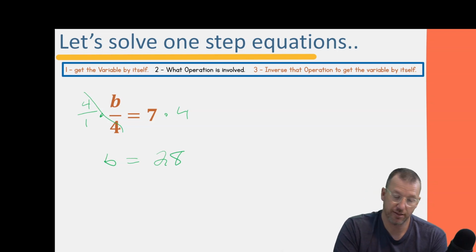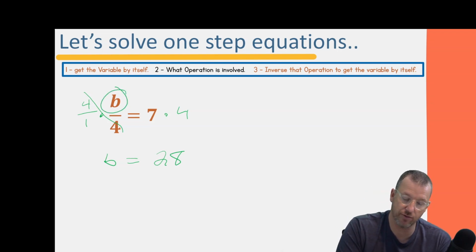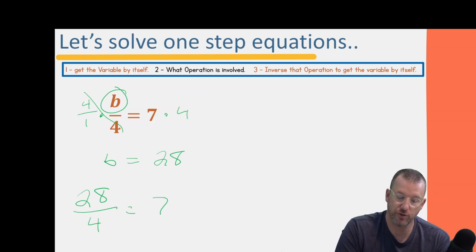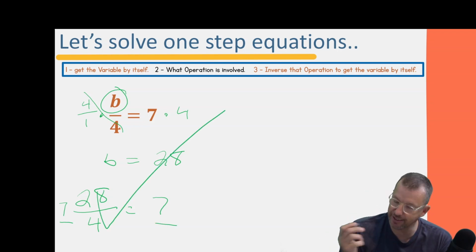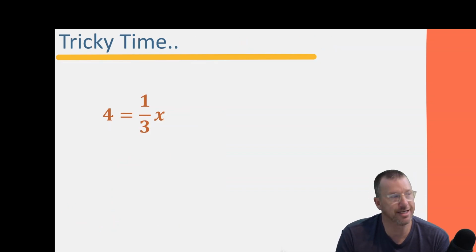Let's check it. Let's write our equation over. B, we're saying, equals 28. What is 28 divided by 4? 28 divided by 4 equals 7. 7 equals 7. We are correct. Inverse operation, one-step equations. Okay? Oh, tricky time.